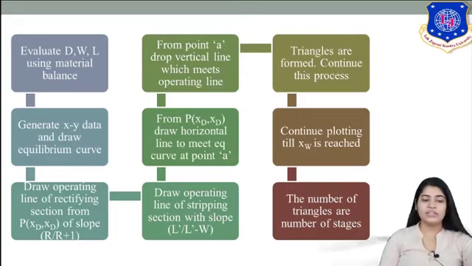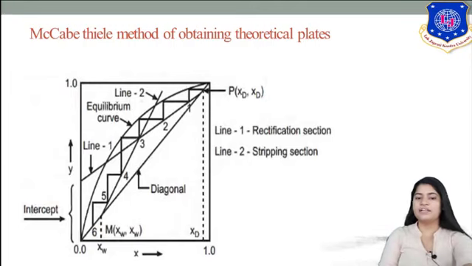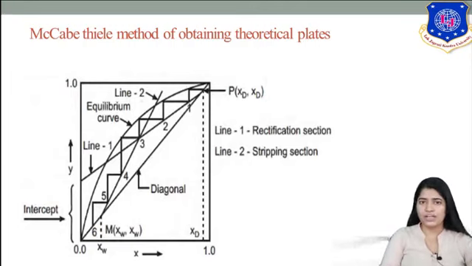Now the third step is to draw the operating line of the rectifying section from point P, with coordinate XD, and slope R upon R plus 1. Here you can see that point P is the intersection between the rectifying section line and the diagonal, and its coordinate is XD. From that point you have to draw your operating line of the enriching section. So what is line 1? It is the rectification section, the operating line of the rectifying section.